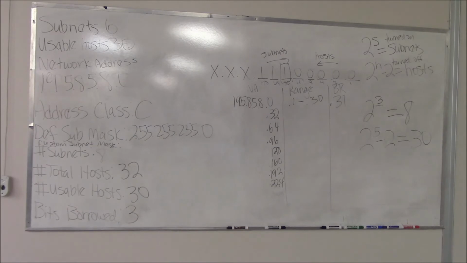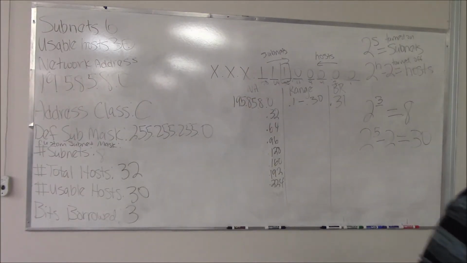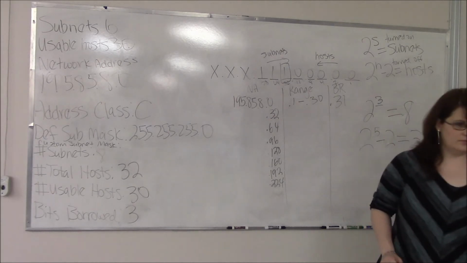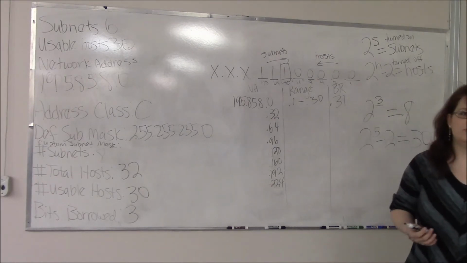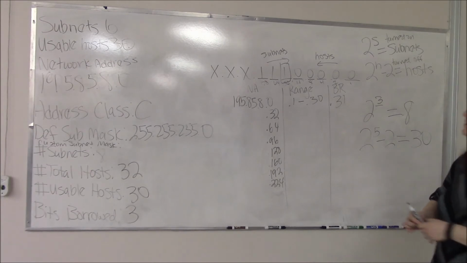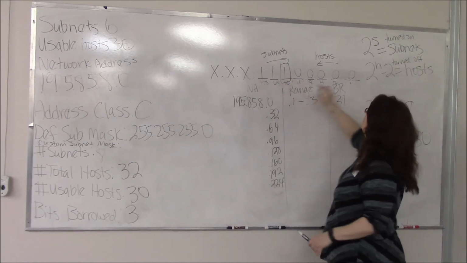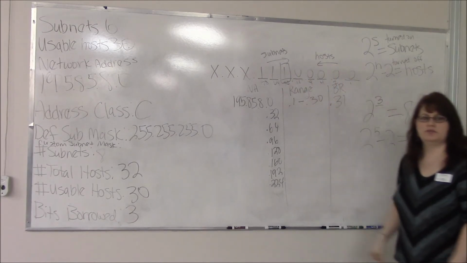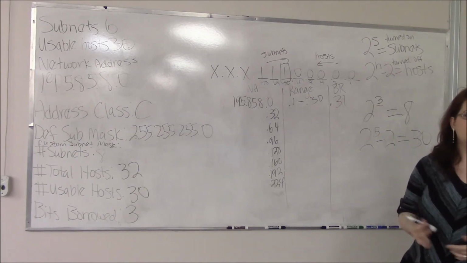Okay. Any questions? So, where do we get the 3 again? Oh, 3. Wait, I got it. Never mind, the 2 to the 3rd. Yeah, I got it. And if you want to check yourself, you can do the doubling. 2, 4, 8 subnets. 2, 4, 8, 16, 32 hosts. If you just want to count over, there's definitely lots of different ways to do subnetting.